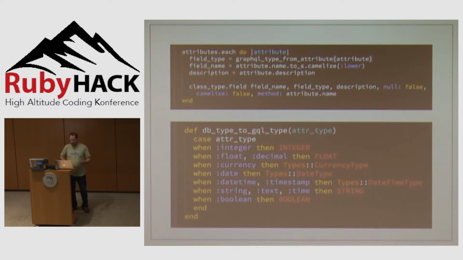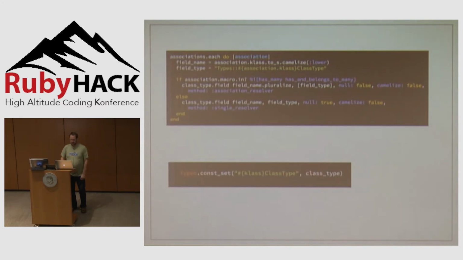The field name is just the attribute name, and then I camelize it to make it more JavaScript-y. And the description is just whatever I annotated it with. And so I can just go through and say that class type I created earlier has a field, and the field has a field name, field type, and done, right? All the attributes that my model had, now my GraphQL type has. And I do the same kind of thing with my associations.